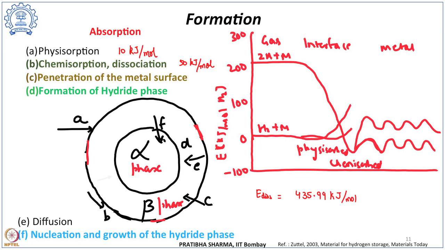Now, the first attractive interaction that the hydrogen molecule observes when it approaches the metal surface is the weak van der Waals interaction. So, that is the weak van der Waals force it observes, and it gets physisorbed onto the surface. So, the first step is physisorption that occurs onto the surface of the metal, and at that time the distance is about one hydrogen molecule distance. And the heat of adsorption for this physisorption is about 10 kilojoule per mole.